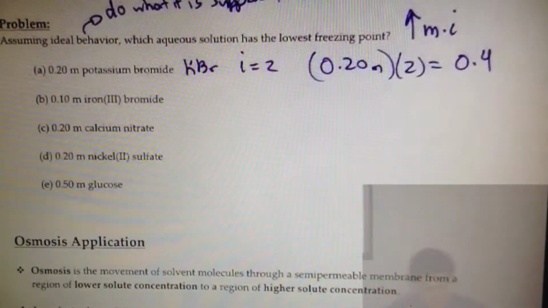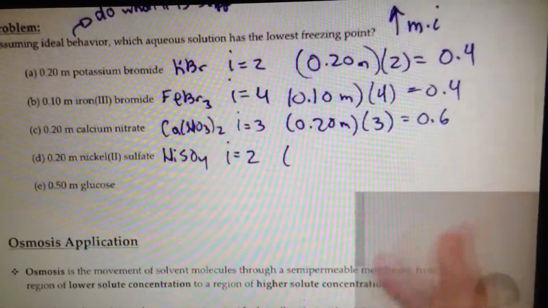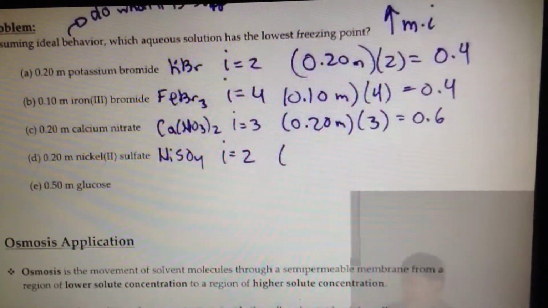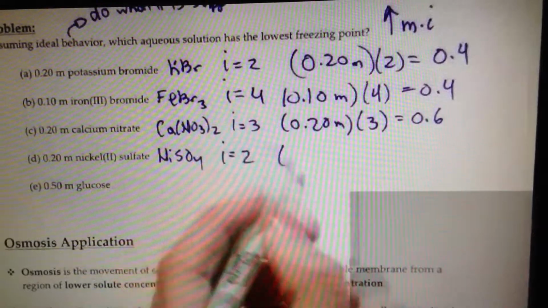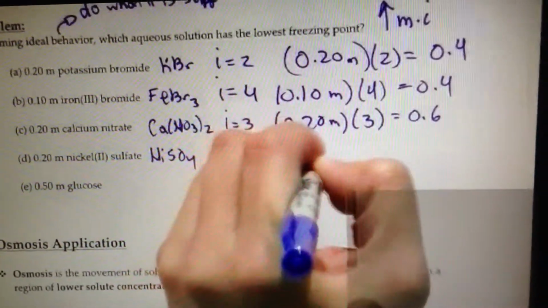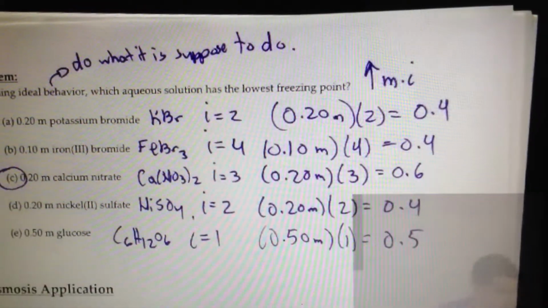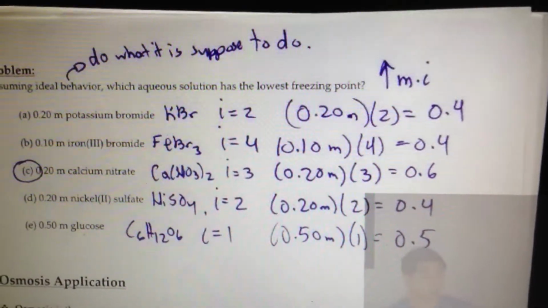How many nickels do I have? 1. How many sulfates do I have? 1. So it's 2. That's why i is equal to 2. So 0.2. Right, it would be a different answer because you have to know what you're looking for.